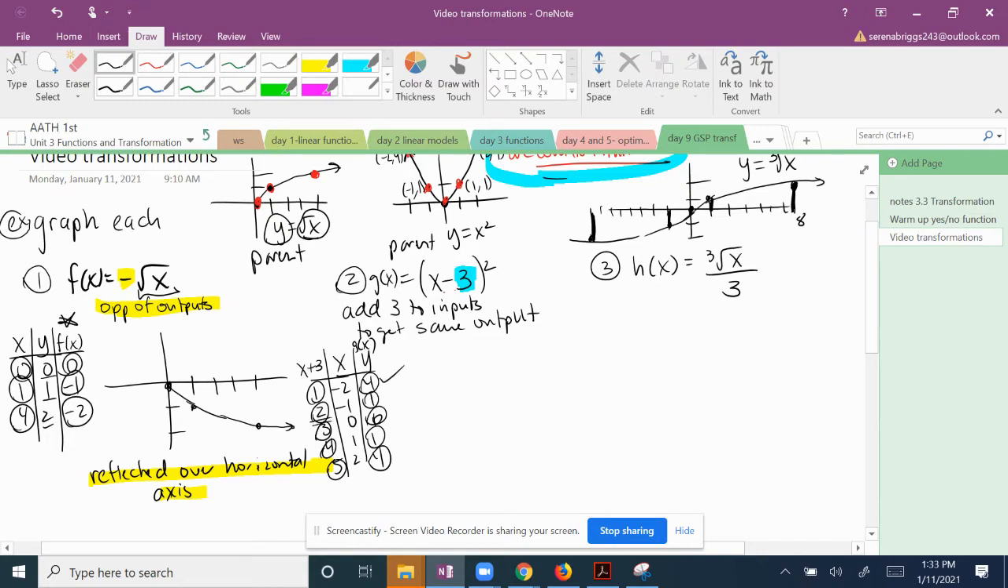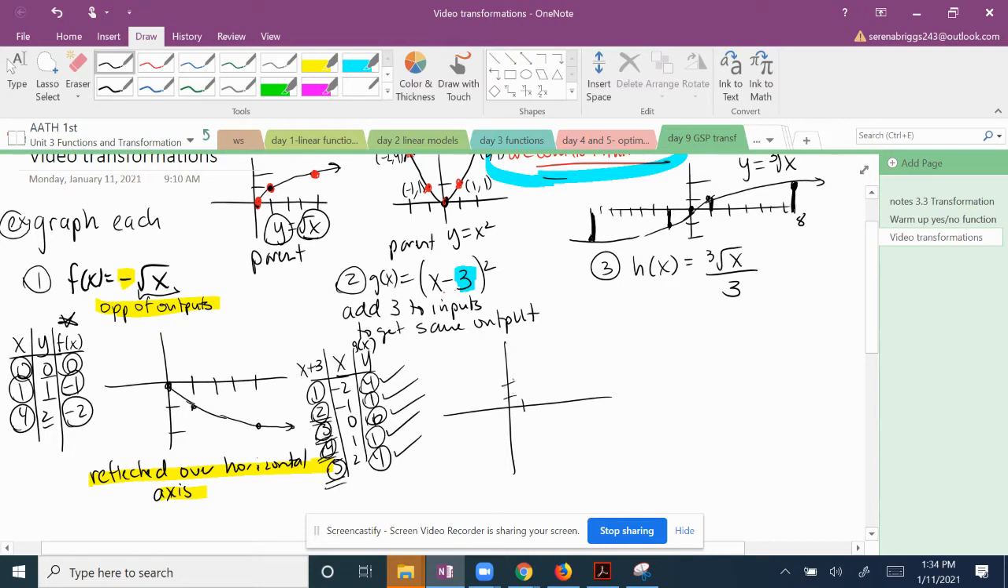When I input 2, 2 minus 3 is negative 1, negative 1 squared is 1. When I input 3, 3 minus 3 is 0, 0 squared is 0. When I input 4, 4 minus 3 is 1, 1 squared is 1. When I input 5, 5 minus 3 is 2, and 2 squared is 4. So these ordered pairs are correct. I need to add 3 to the inputs to get the same output.